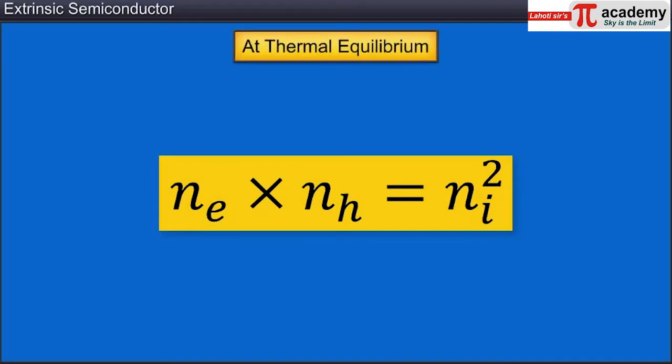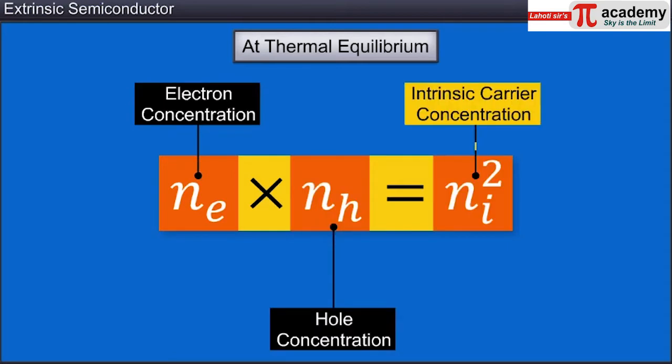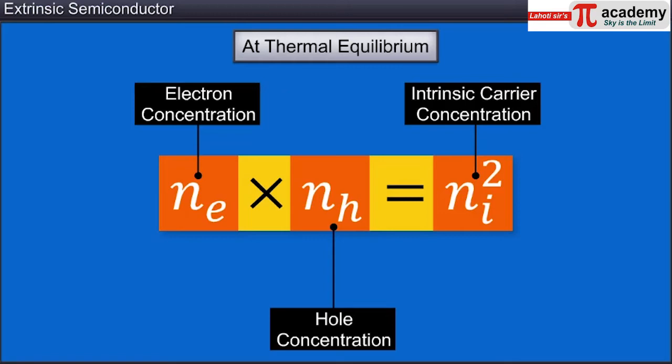It can be shown that at thermal equilibrium, Ne into Nh is equal to Ni square. Here, Ne, Nh and Ni denote the concentration of electrons, holes and intrinsic carriers respectively. You will learn about the details of the equation at higher classes.